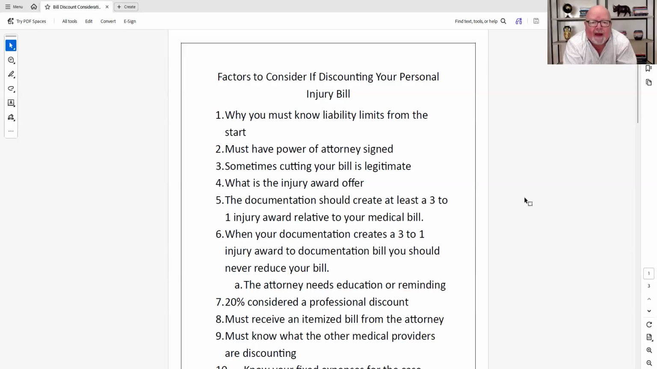My attorneys never asked me to cut my bill. Not one. Why? Because I educated them in all this information to where they knew they weren't going to get it anywhere else. That's why. They wanted to protect me. That's the number one way to stop getting your bill cut.